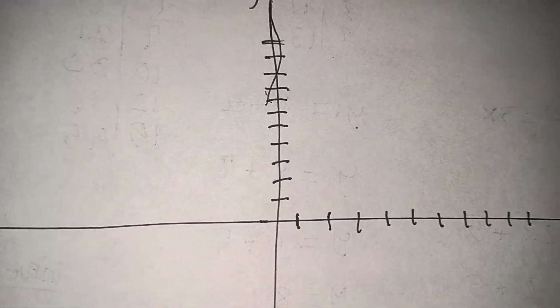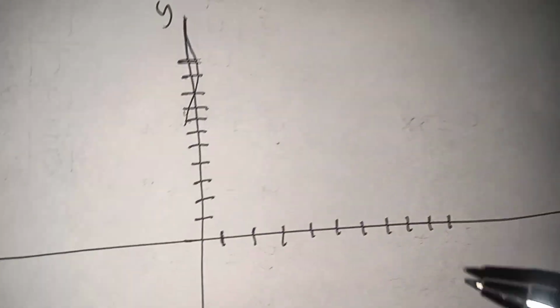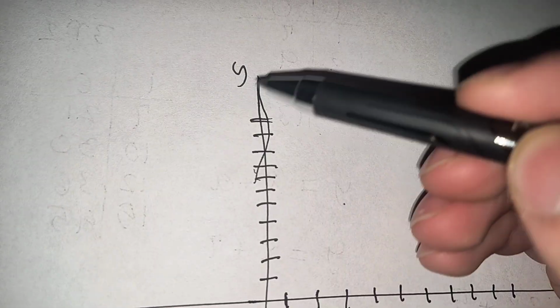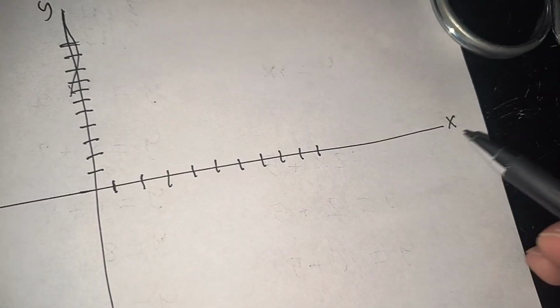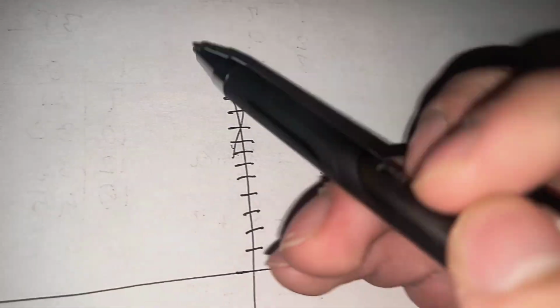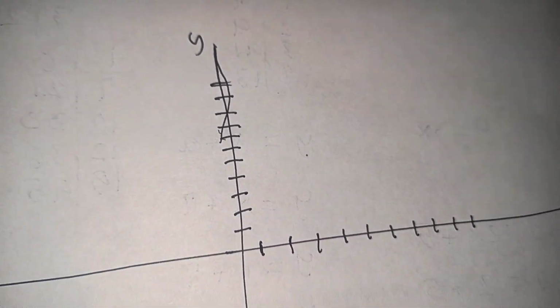In this video, I'm going to teach you how to graph input output table patterns. Okay, this is a graph. This is the y coordinate. This is the x coordinate.